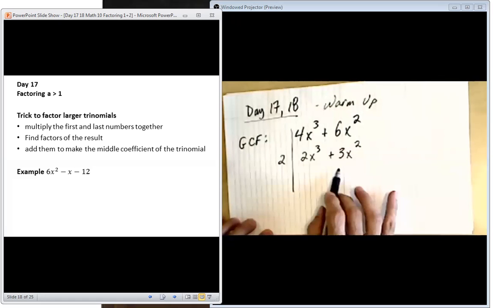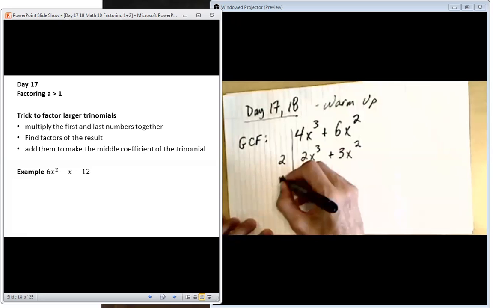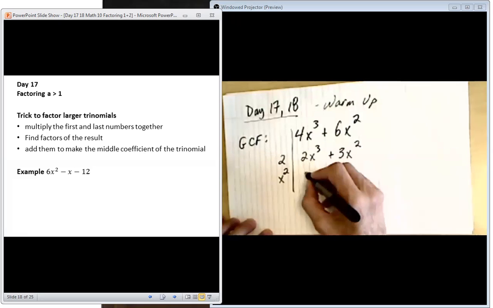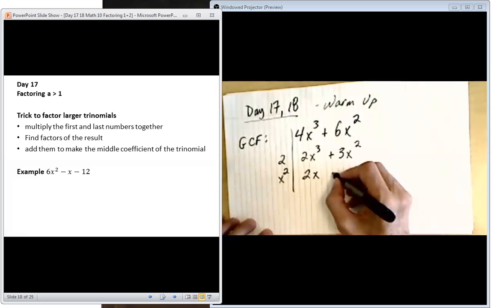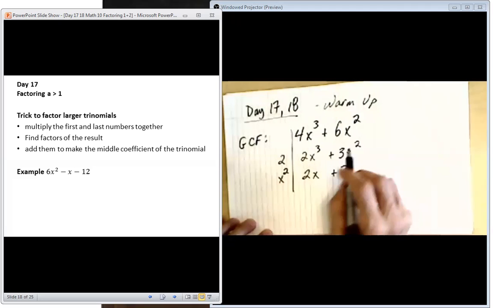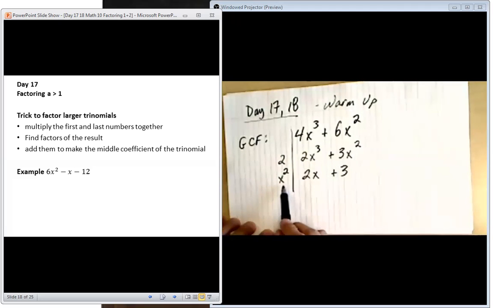You can actually take out x to the 2, right? Okay. So they'll give 2x plus 3. Yeah, you guys have been doing this for a little bit now. Hopefully that's okay, all in one step there. Yeah, good. And so the GCF is going to be? Yeah, just 2x squared there, right?